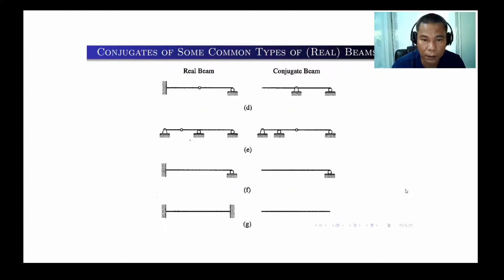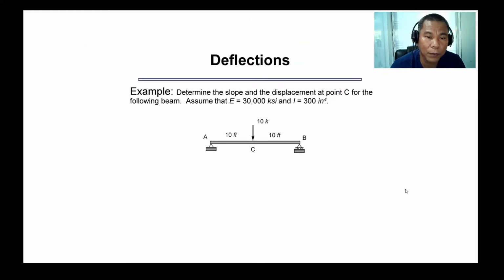I hope you will check this one so that it will give you some insights on how to apply the conjugate beam. As an example, we would like to determine the slope and the displacement at point C for the particular beam. A simply supported beam with a hinge support at A and a roller support at B, loaded with 10 kips at the center. The beam has a length of 20 feet and the concentrated load is applied at the midspan. We can assume that the modulus of elasticity is 30,000 psi and the moment of inertia is 300 in to the power 4. So take note about the units because it's very important.